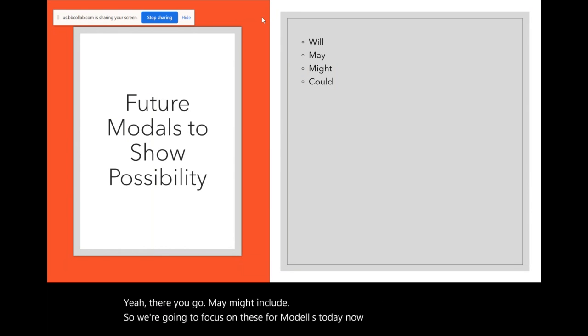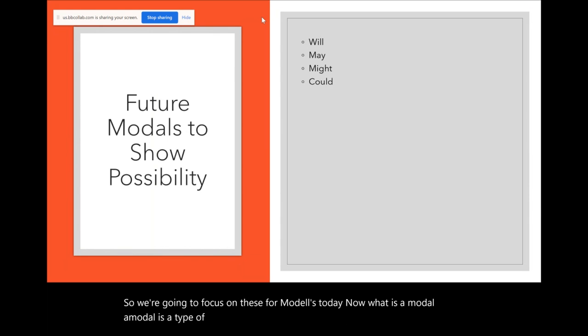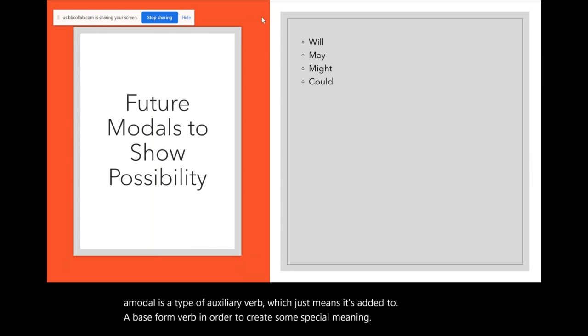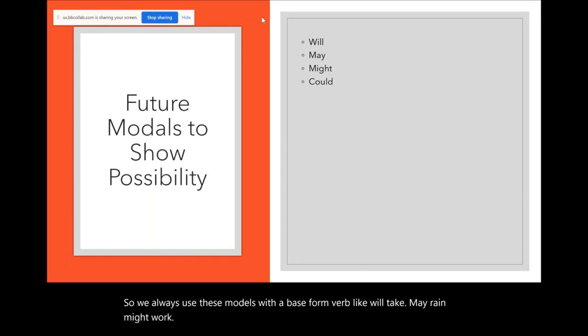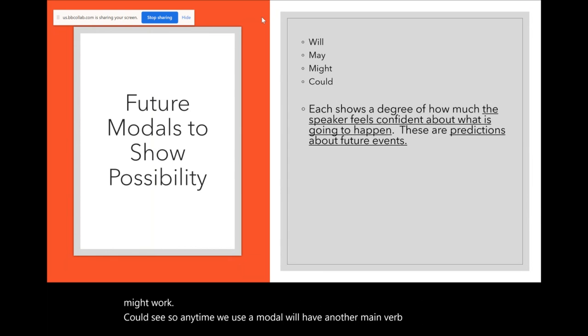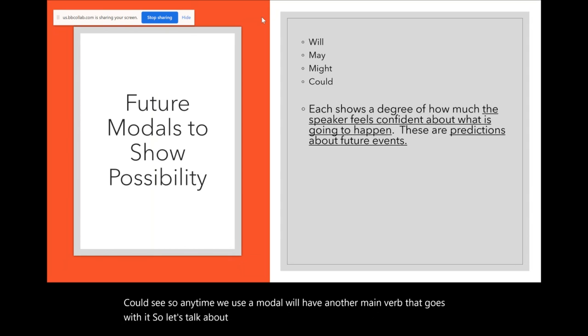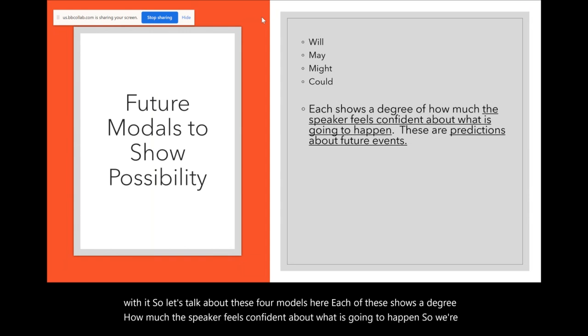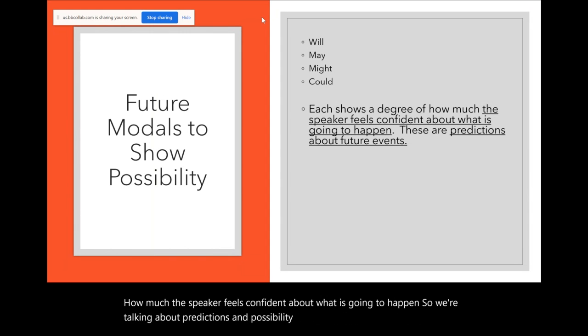Now, what is a modal? A modal is a type of auxiliary verb, which just means it's added to a base form verb in order to create some special meaning. Okay, so we always use these modals with a base form verb, like will take, may rain, might work, could see. So anytime we use a modal, we'll have another main verb that goes with it. So let's talk about these 4 modals here. Each of these shows a degree of how much the speaker feels confident about what is going to happen. So we're talking about predictions and possibility in the future when we use these.